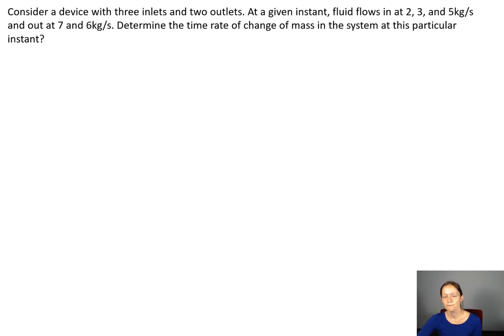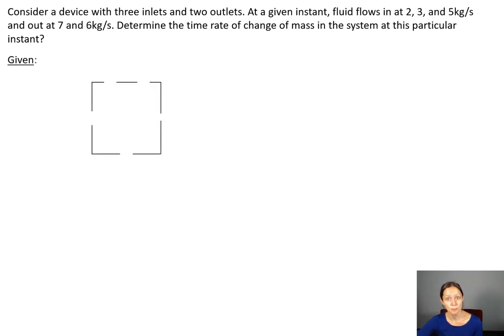So we've got a device with 3 inlets and 2 outlets. At a given instant, fluid flows in at 2, 3, and 5 kilograms per second and out at 7 and 6, and we want to know the time rate of change of mass in the system at that particular instant.